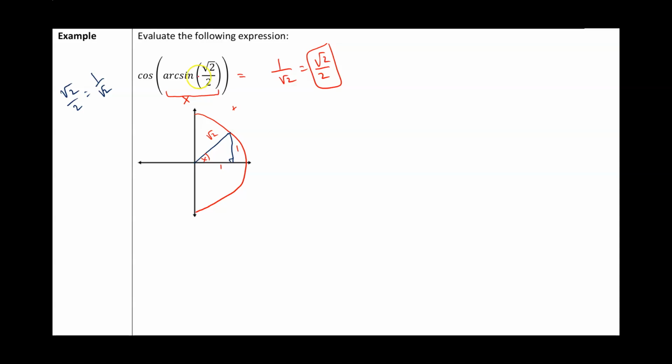So step 1, sketch the triangle, and of course, in the correct quadrant. Once you sketch the triangle, fill in the ratios of the sides, and then find the given function.